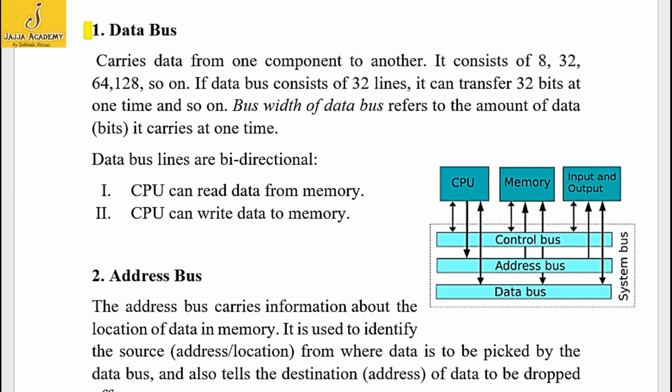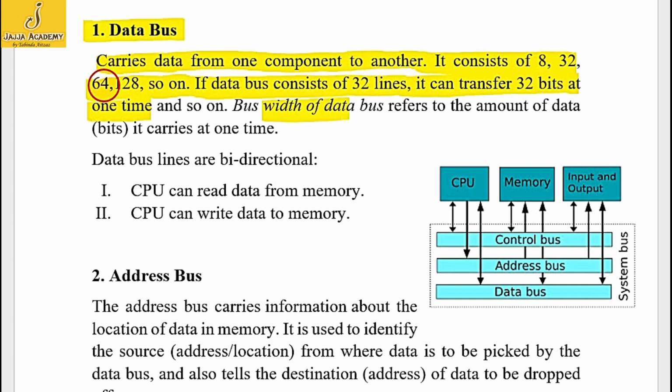The first type of system bus is the data bus. A data bus carries data from one component of a computer to another component. It may consist of 8 lines, 32 lines, 64, 128, or so on. If the data bus consists of 32 lines, it can transfer 32 bits at one time. And if the data bus consists of 64 lines, then it can transmit 64 bits from one component to another component in one time, and so on.